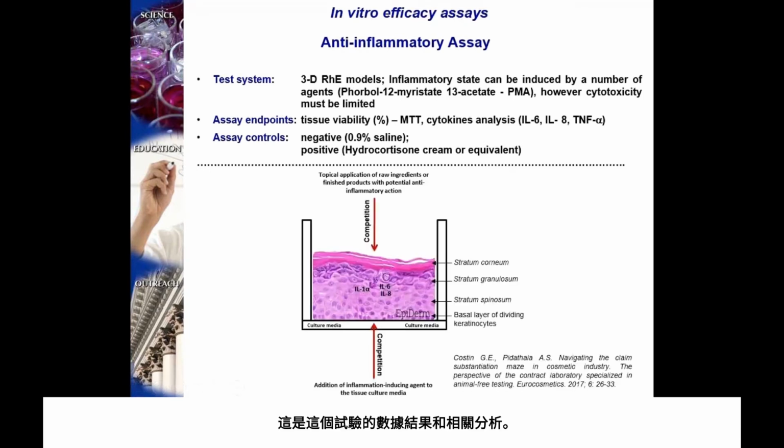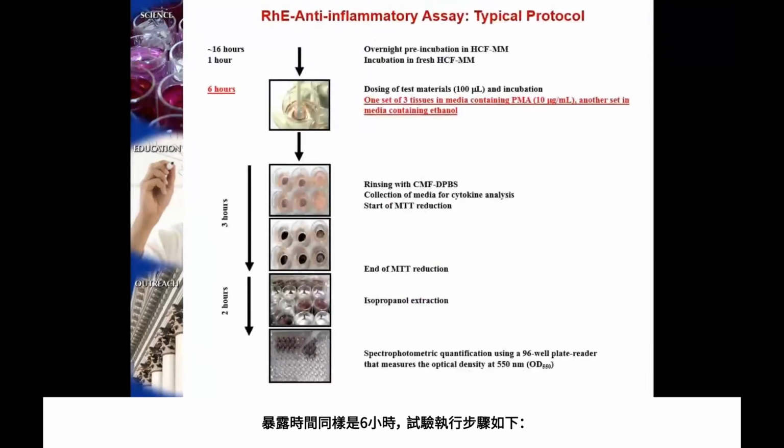Here's how the assay is viewed in terms of data result and interpretation. The products are applied on the top of the tissue, and the inflammatory agent is added to the media. It is a competition, if you will. The PMA, the inflammatory inducing agent, is trying to exacerbate the production of the cytokines, whereas the product that is designed to reduce the inflammatory events does the opposite. The exposure time is the same, 6 hours, and this is how the assay is performed.